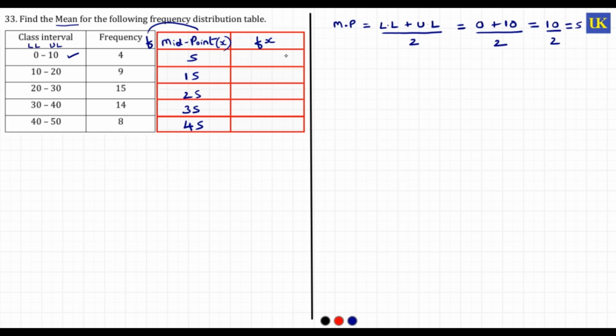So 5 fours are 20. 9 15s is 135. 15 25 is 375. Then 14 into 35 is 490. I'm multiplying this and this. Okay, then 8 45 is 360. Then we will be needing a total of this one for our further calculation.